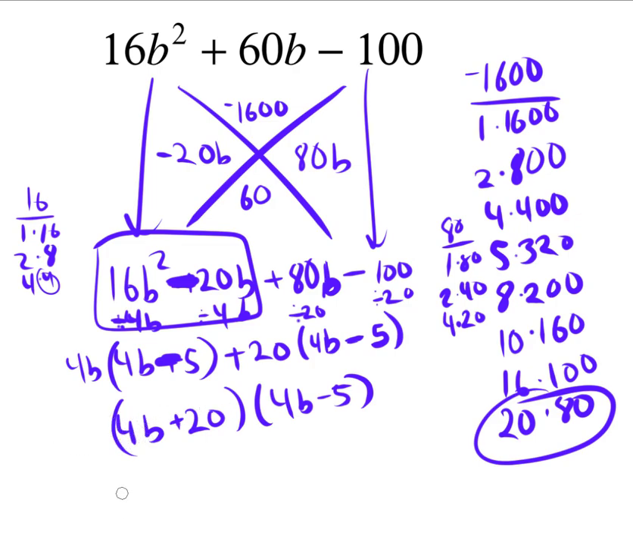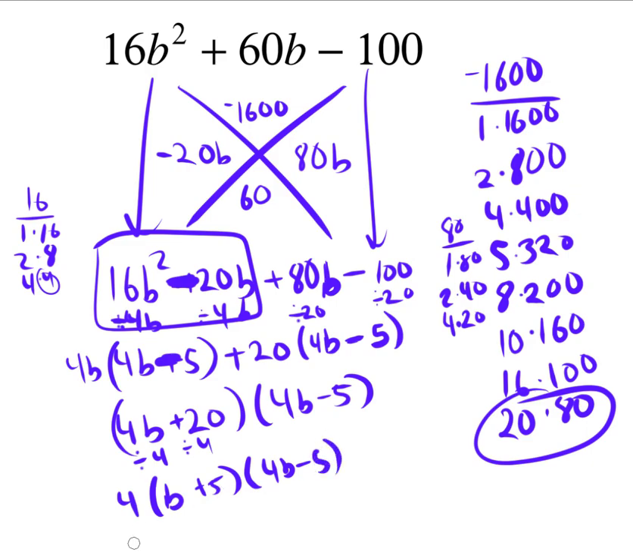factor out something more. What I need to factor out from this 4b plus 20, I need to factor out another number, because this still has common factors. So what I'm going to factor out is I'm going to divide both of these by 4. And that gives me 4 times b plus 5 times my 4b minus 5.